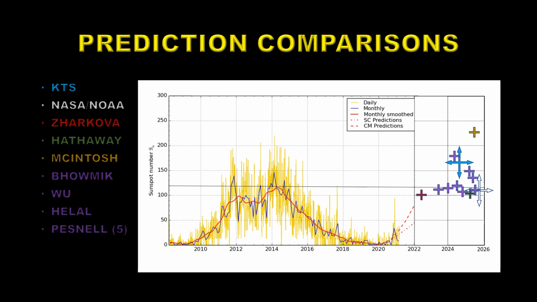Then we have about 38 others, and here's just a sample of them, and they're sort of clumping rather like I've shown here, around about the level of the previous cycle, maybe a little bit higher or a little bit lower, and varying in time from 2023 up to 2026.